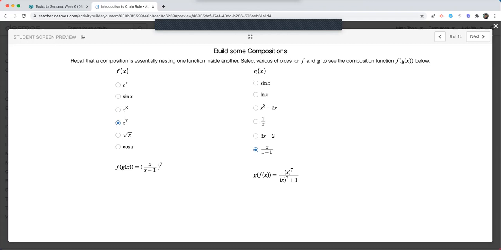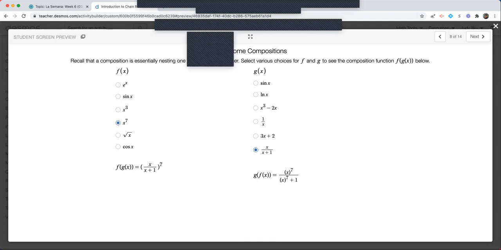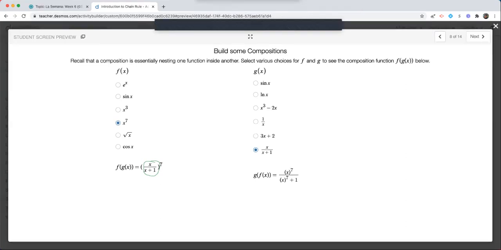Okay, so the first one, we take x and we divide it by x plus 1. Okay, I like that. So the first thing we do is we do this. Then after we do that, then we raise it to the 7th power. Okay. So we do the fraction part first, and then we raise it to the 7th power.